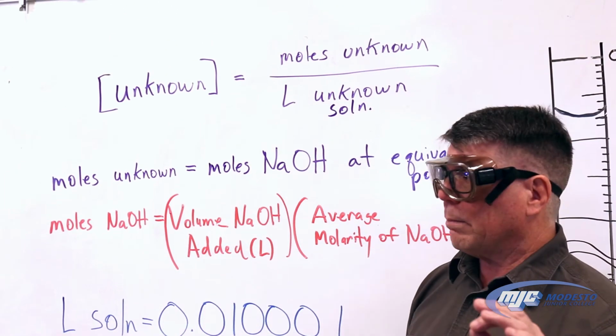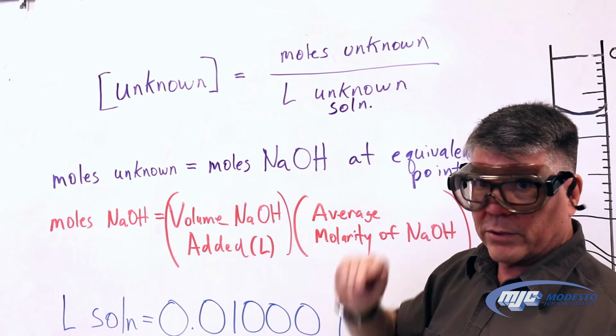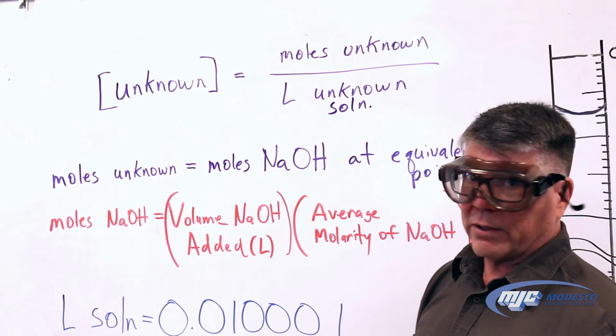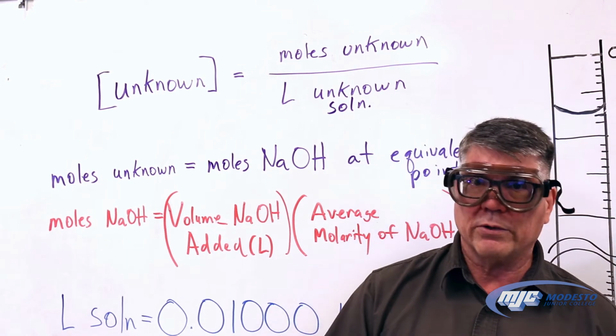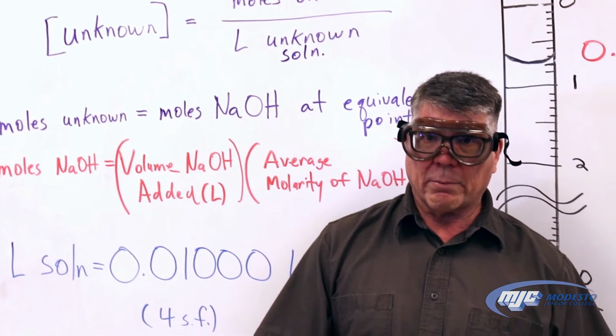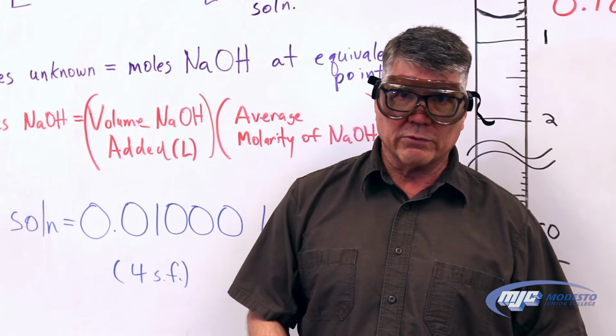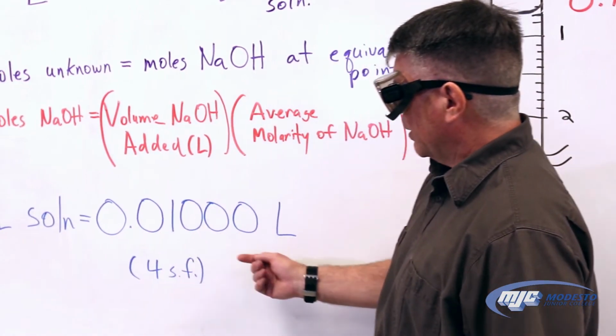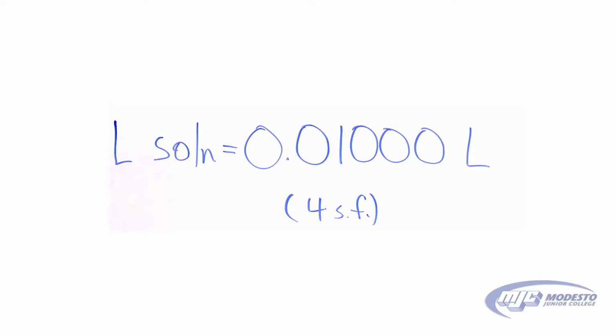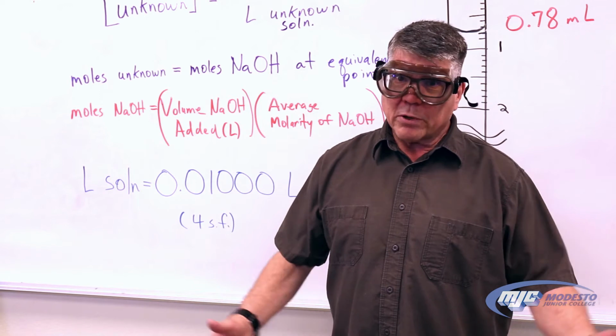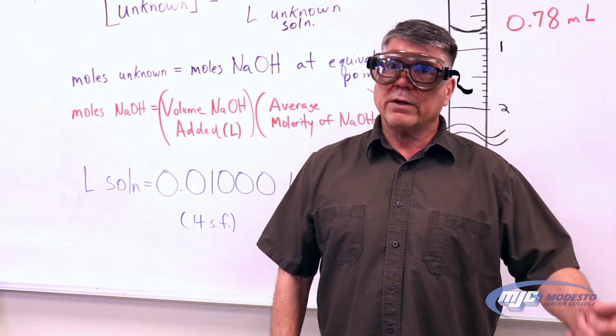All we need now, guys, is the liters of our unknown solution. Well, that's really easy because we're going to measure out the volume of our unknown solution with a volumetric pipette. So it's always going to be 10.00 milliliters, or in liters, the volume of solution will be 0.01000 liters. These trailing zeros are important. It's 4 sig figs. That's pretty much what we're going to do. So why don't we go on over there and start the experiment.